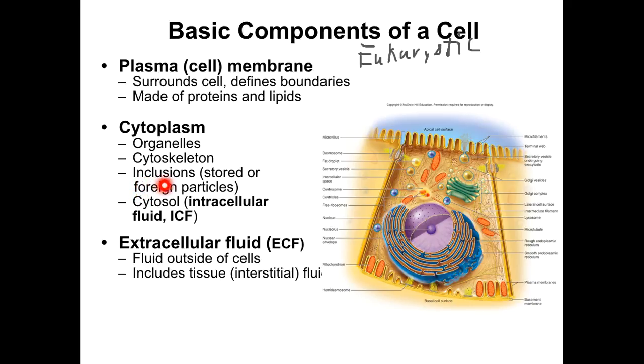It has inclusion bodies. Inclusion bodies are like non-membrane bound storage or waste areas. It's basically like a big pile of stuff that's all piled and stuck together. And the cytosol is the fluid that inhabits the cytoplasm. So the cytoplasm contains all of these things, the organelles, the inclusions, everything like that, and the fluid that they're all floating in is the cytosol.